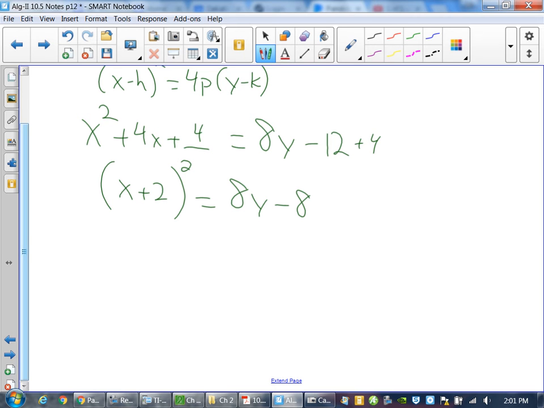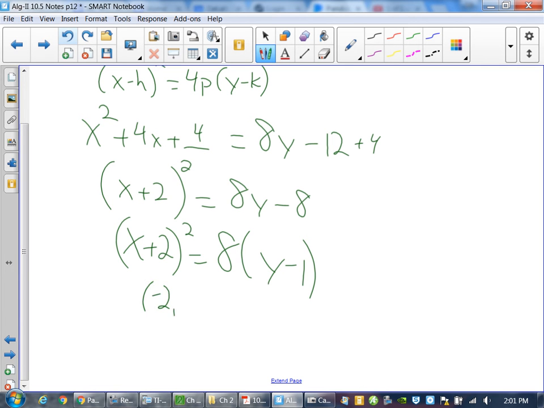What's the GCF? 8. Basically, it's not just the GCF, but even if this was 18, you're going to get this value out. Always take out the coefficient of whatever y is. That's the rule. So if I take out the coefficient of y, I'm going to get x plus 2 quantity squared equals 8 times y minus 1. And now I have an h, k of negative 2 and 1, and a p-value of 2.